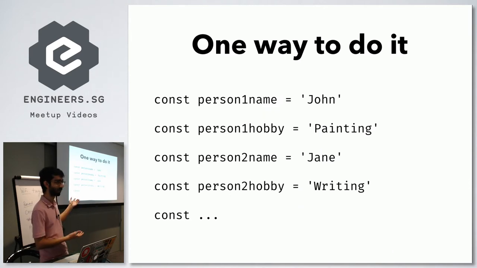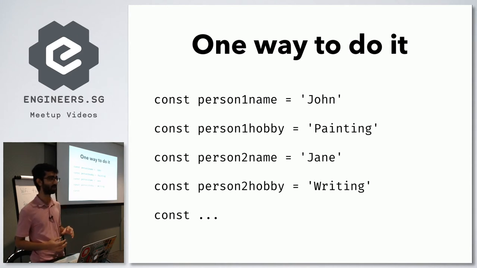But while this works, it's kind of hard to maintain. If you have 100 people, you have to keep typing, OK, person 100 name, person 100 hobby. And it's just very tedious. And in programming, as soon as we start to see a lot of repetition, usually the first thing that should come to your mind is, there's probably a better way.